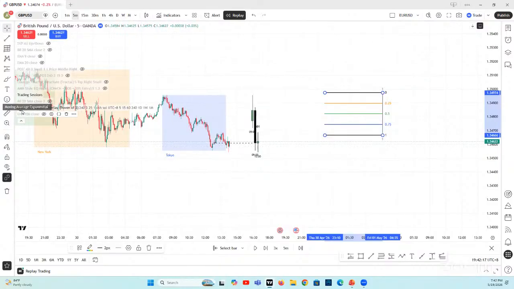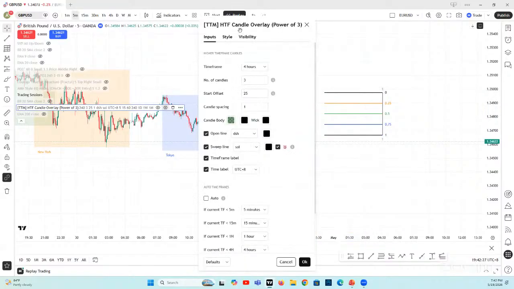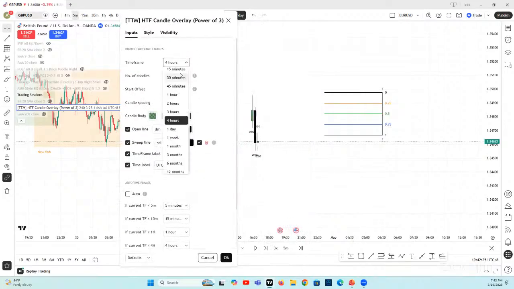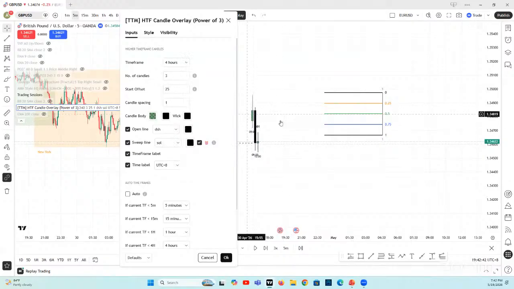So this is called TTM, HTF candles, overlay, power of 3. If you go to settings, there, TTM, HTF, the time frame should be 4 hours, because there are options here down to 15 minutes. Since we are using the 4-hour candle, we should choose 4 hours. Number of candles is 3. That's why you are seeing 3 candles here.